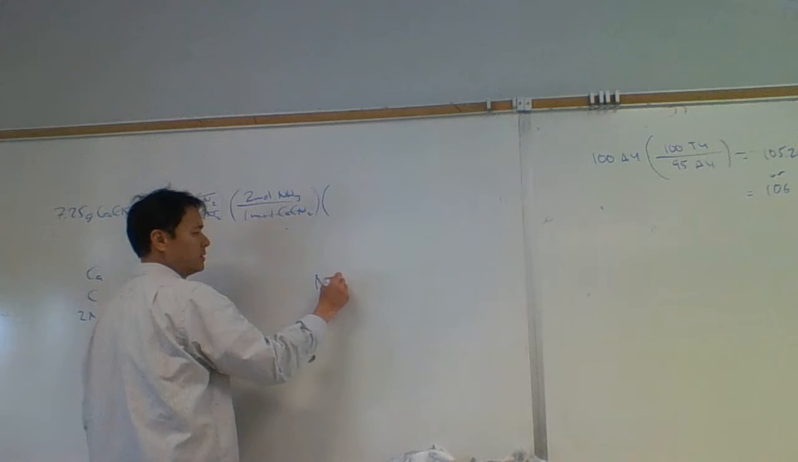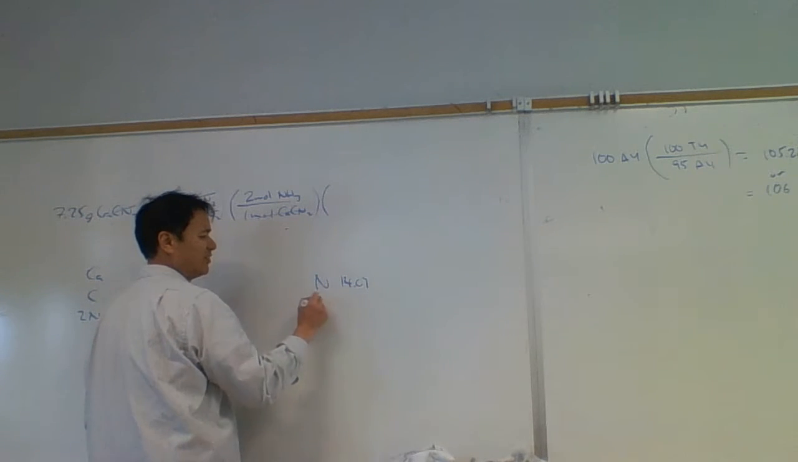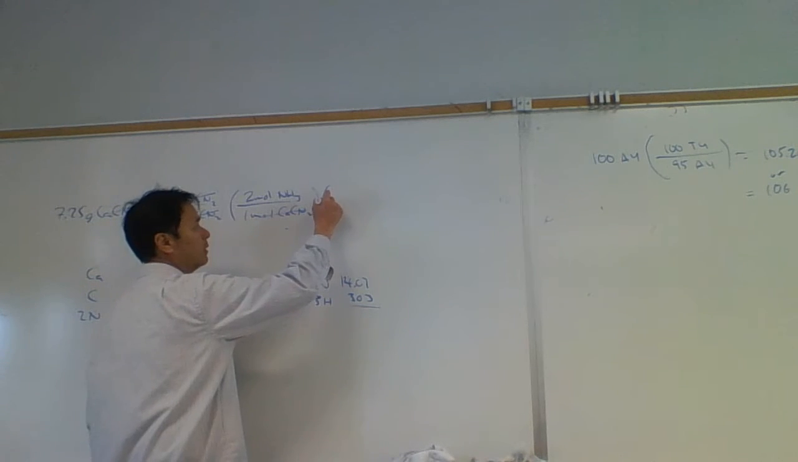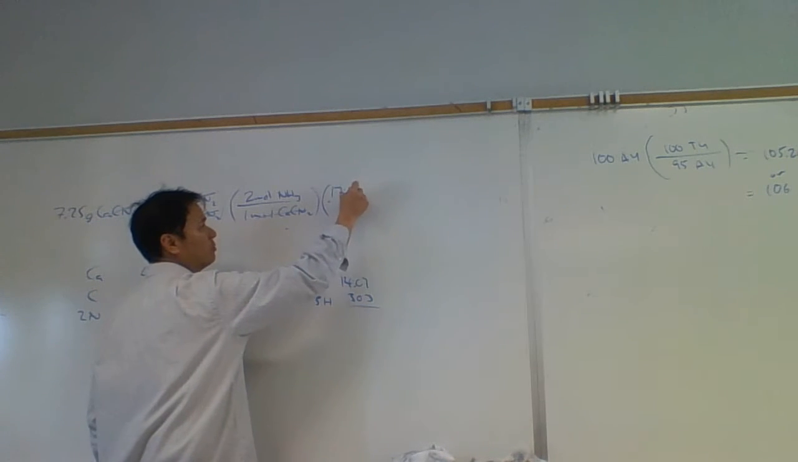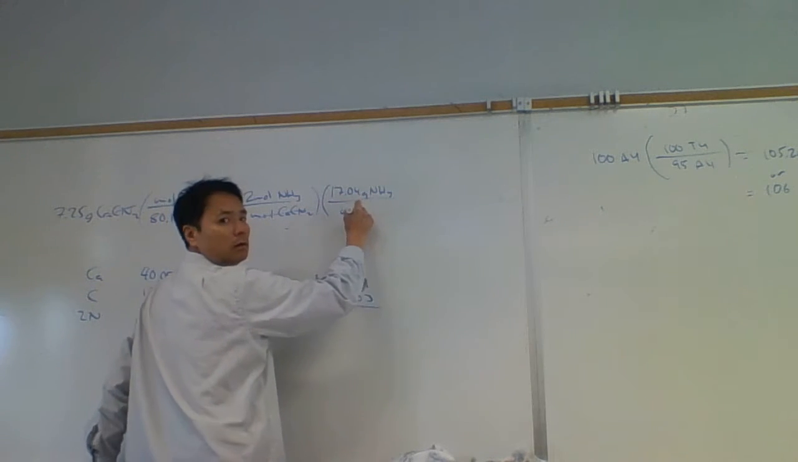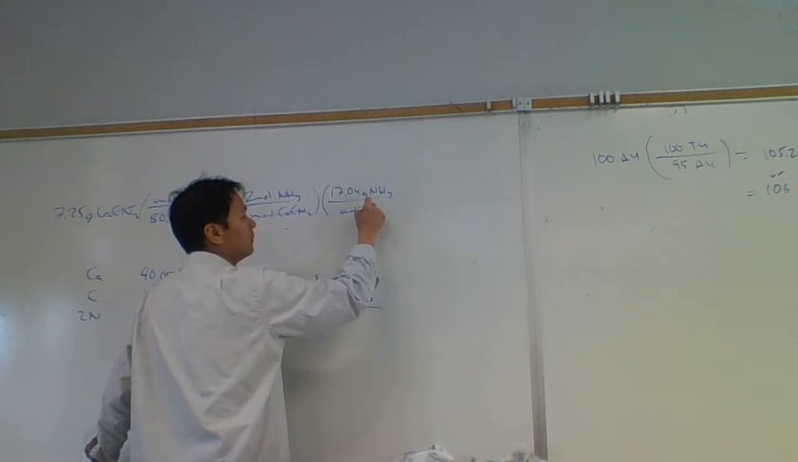And then from moles of ammonia, we're going to go to grams of ammonia. Nitrogen is 14.01, and then 3 hydrogens is going to be 3.03, so 17.04. So this is going to be 17.04 grams of ammonia per mole of ammonia.